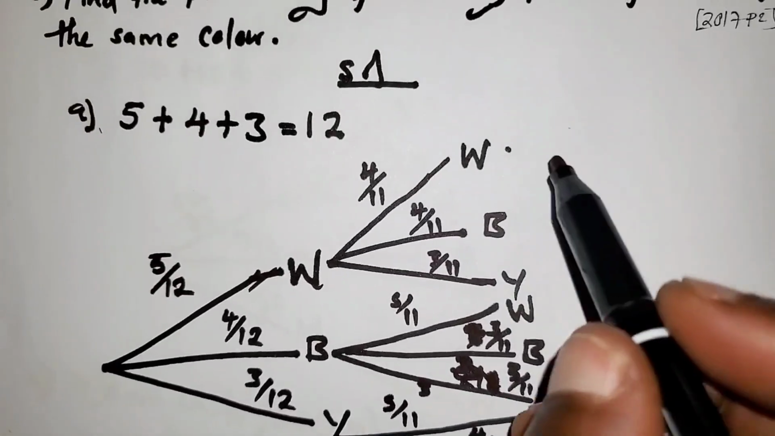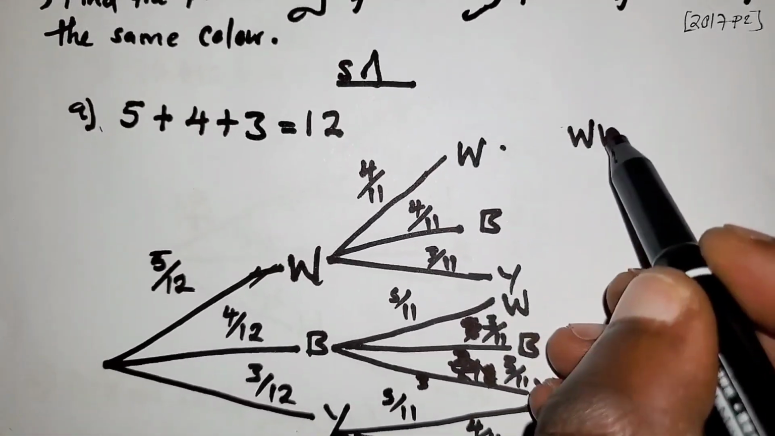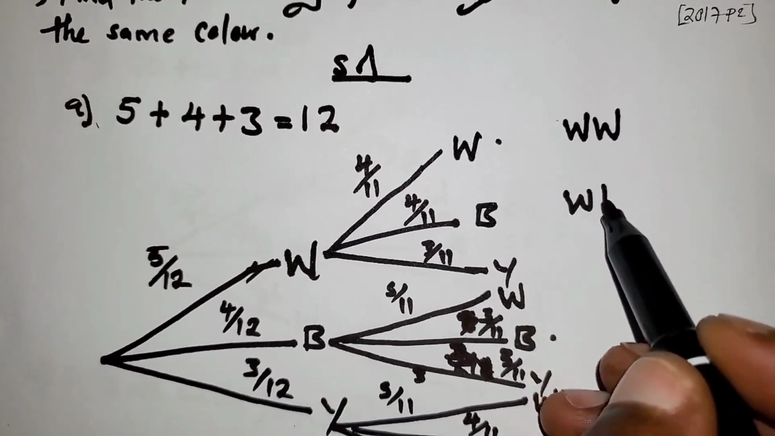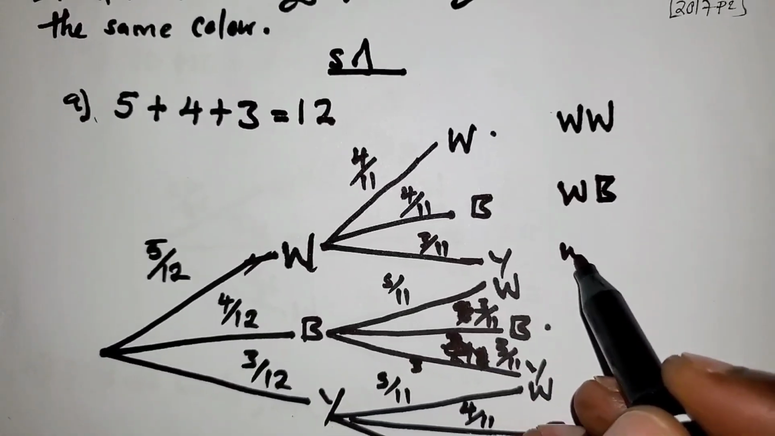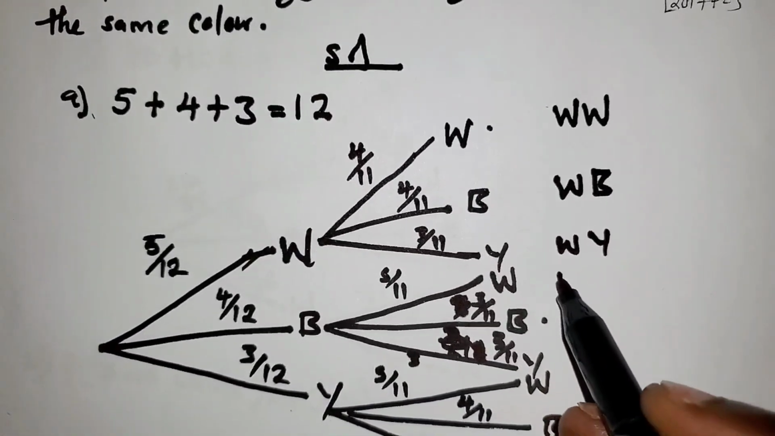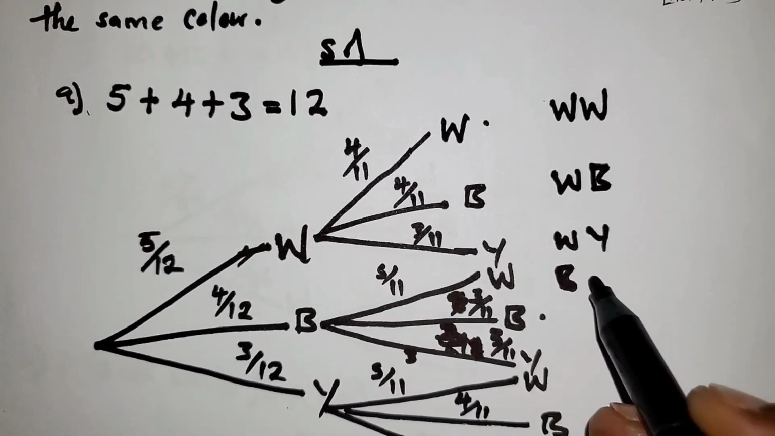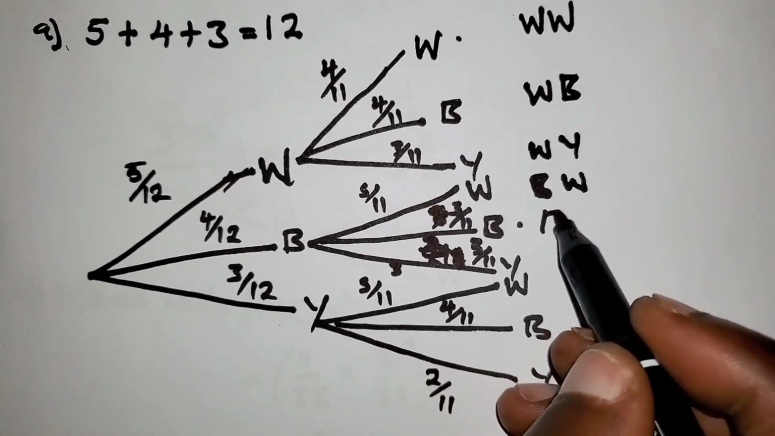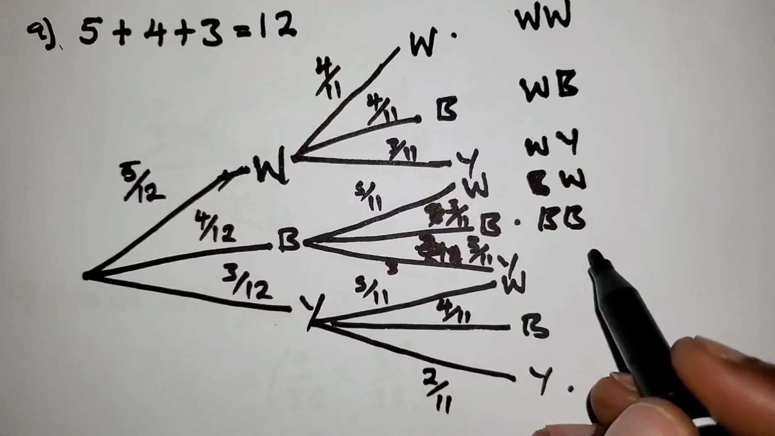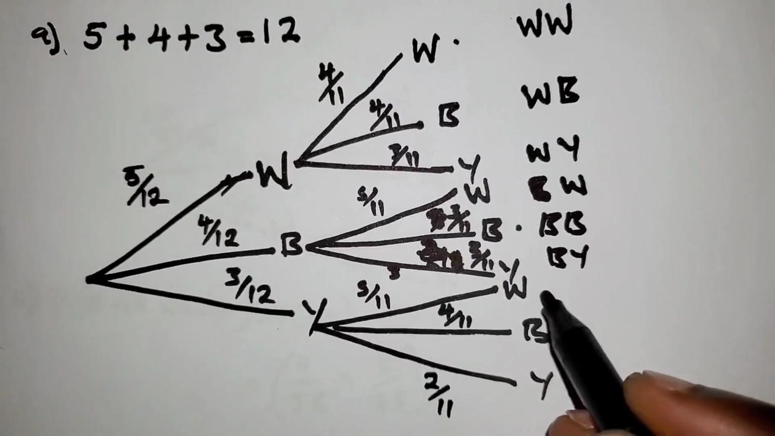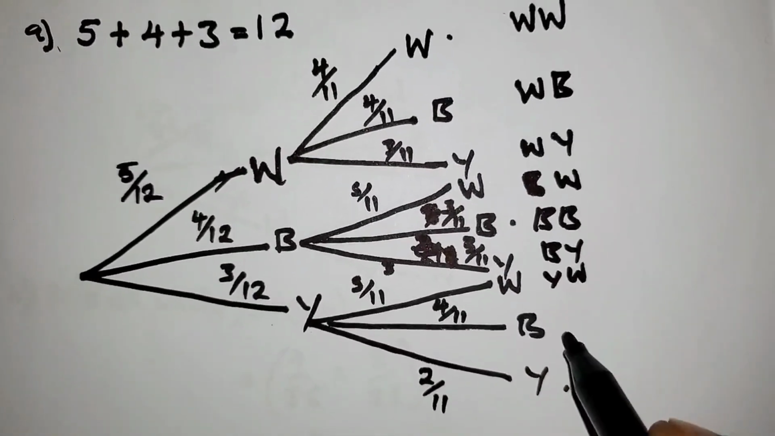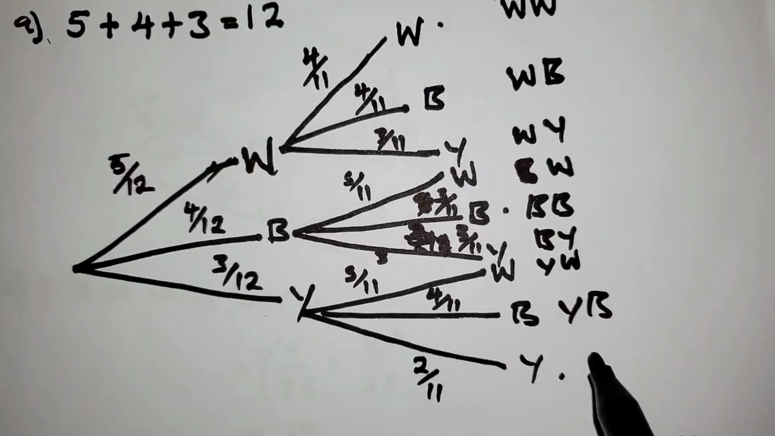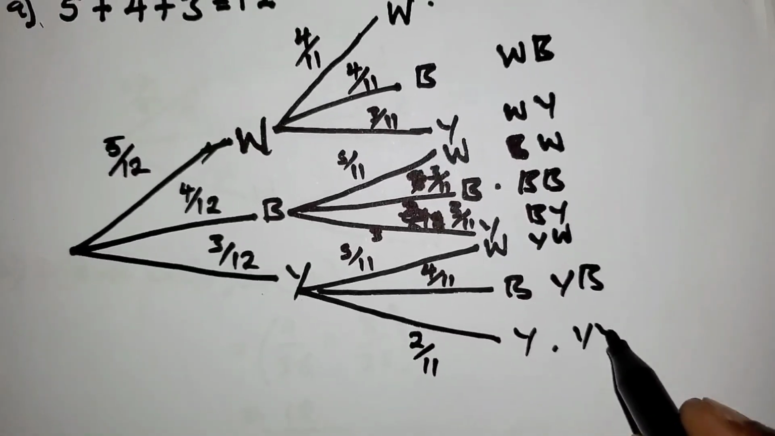So the outcomes here are going to be WW, WB, WY, BW, BB, BY, and here we have YW, YB, YY.